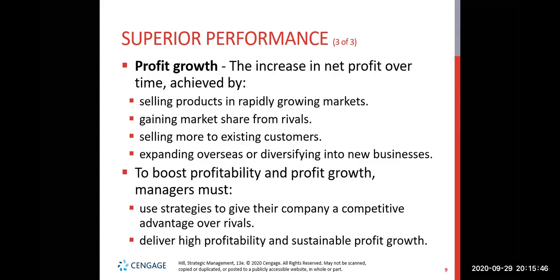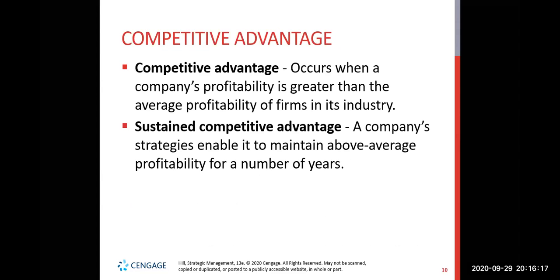I've also explained the profit growth, to increase the net profit over time, achieved by selling products in rapidly growing markets, gaining market share from rivals and selling more to existing customers. So there are different ways through which companies can increase their profit, by diversification as well. And they can use different strategies to give their companies a comparative advantage over their rivals, deliver high profitability and sustainable profit growth. Now, what do we mean by comparative advantage?